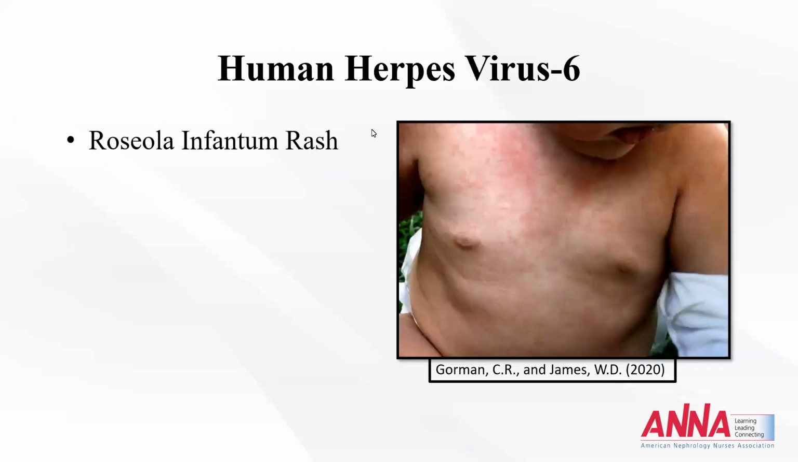This is the rash I was talking about. So this is roseola infantum rash. To me, again, it can look very similar to any other viral exanthem. This is a classic picture of a patient from Gorman and James in 2020. The article again is listed. This is the classic picture of roseola infantum rash. Again, it looks like every other viral rash to me. You would only know that it's that specific rash by testing with PCR to detect it.